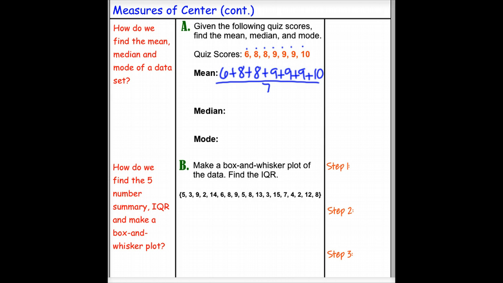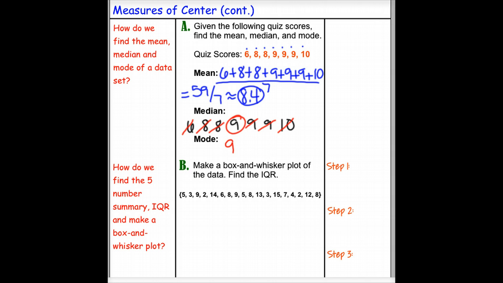So if we take 6 plus 8 plus 8 plus 9 plus 9 plus 9 plus 10, which would be 6 plus 16 plus 27 plus 10, you get 59. And 59 divided by 7, we're going to round to the nearest tenth, is going to be approximately 8.4. As for the median, we already have our numbers in order. And what I like to do is cross them off from the edges, making 9 our median. And then we look, 8 occurs more than once, but 9 occurs even more than that, so the mode is 9.